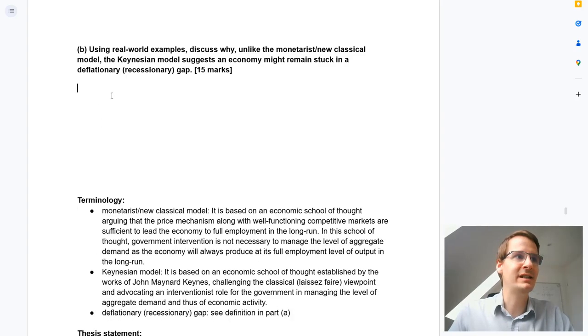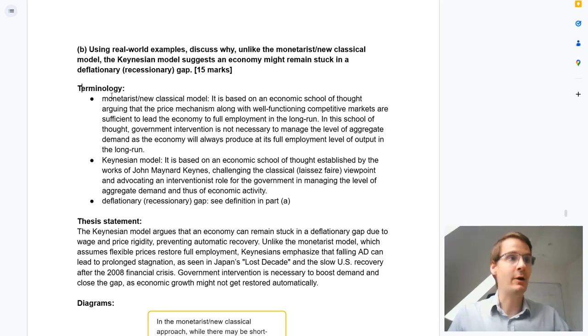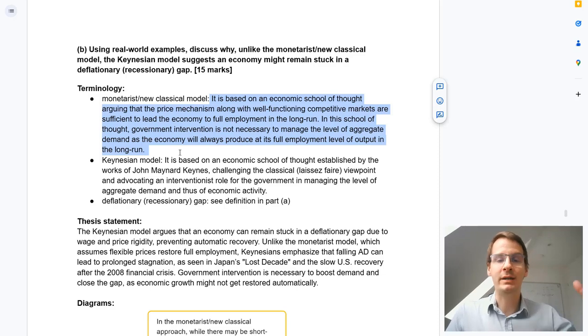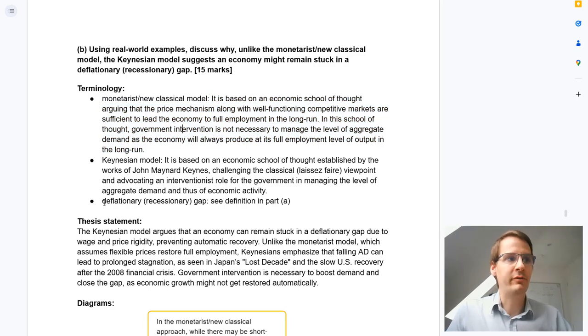So in my intro, I would definitely have a sentence or two about both models. You don't have to be as detailed as I am here. You can use that explanation later on, but I suggest you have at least a sentence for each model. And of course, refer back to the deflationary gap definition if you have already defined it in part A. If it hasn't come up in part A, then of course, this is the time to explain what it is.